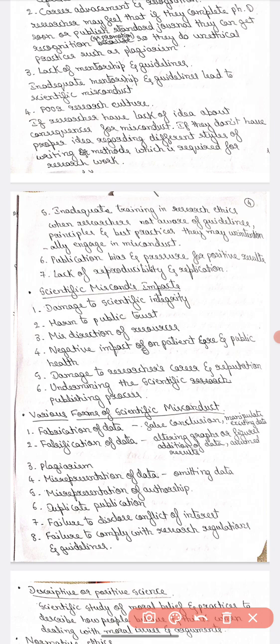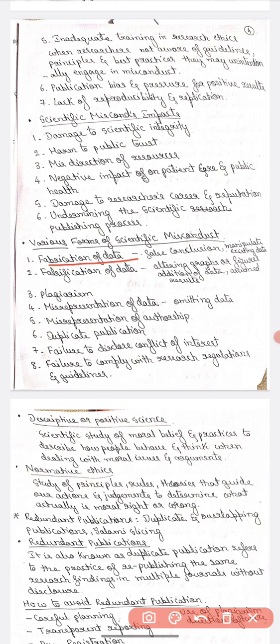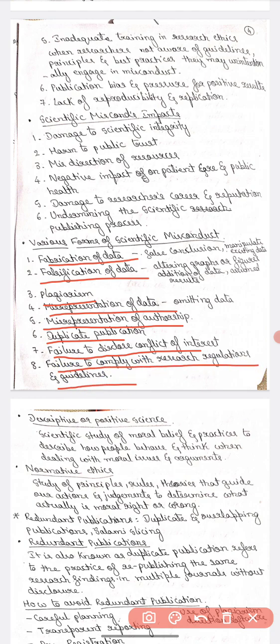Various forms of scientific misconduct are fabrication, falsification, plagiarism, misrepresentation of data, misrepresentation of authorship, duplication, duplicate publication, failure to disclose a conflict of interest, and failure to comply with research regulations and guidelines. These are the various forms of scientific misconduct.